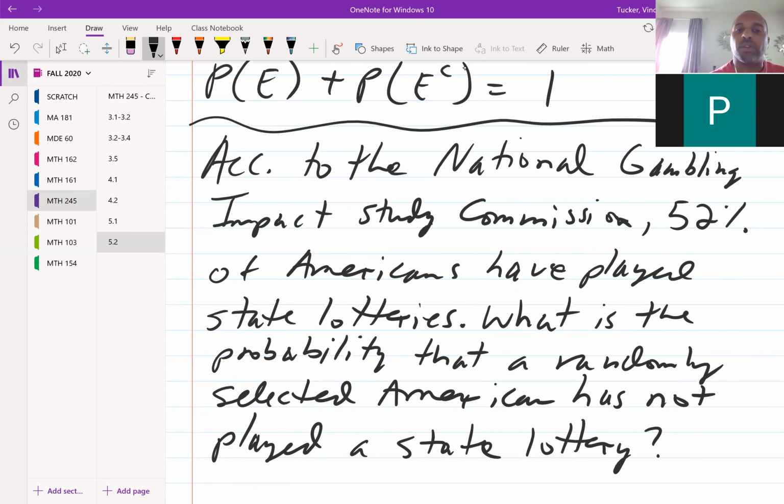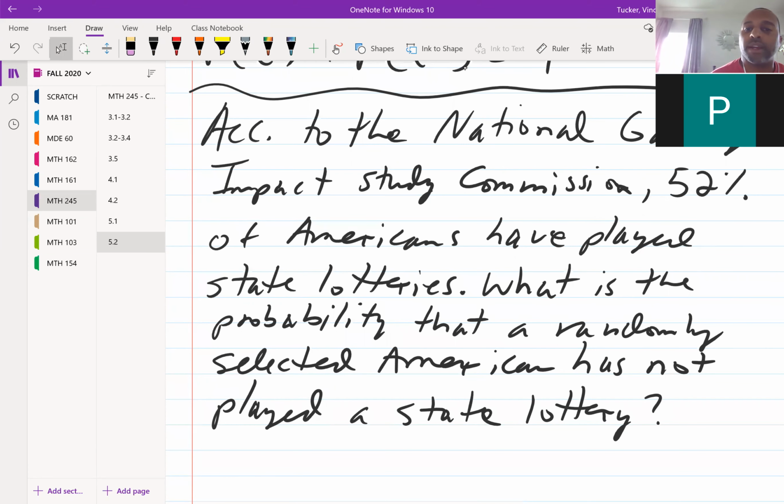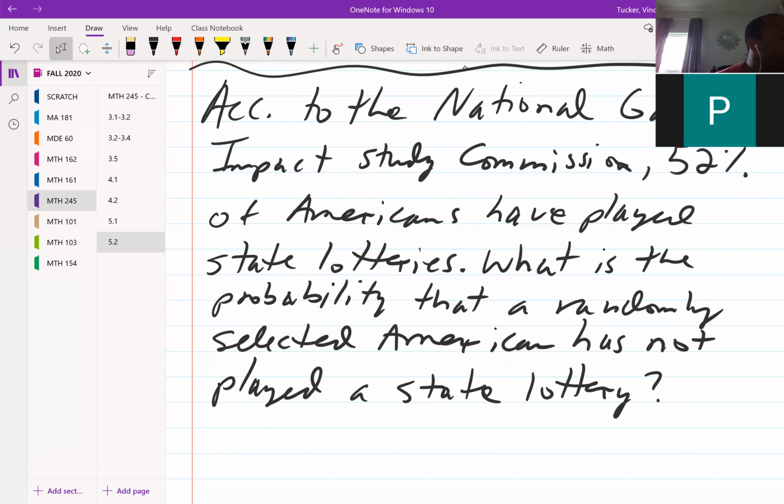According to the National Gambling Impact Study Commission, 52% of Americans have played state lotteries. What is the probability that a randomly selected American has not played a state lottery? Do we have to know how many Americans there are total first? Nope, it's not even that deep for us. Is it 48? Yep, that's all it is.